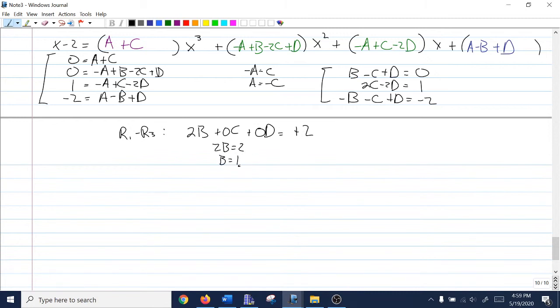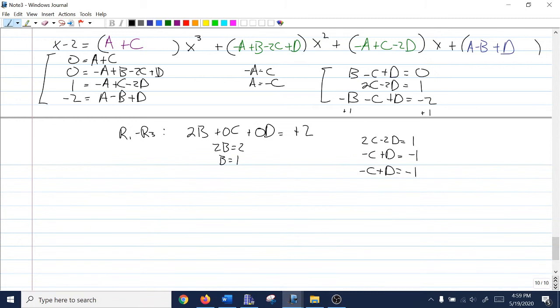Cool. That makes this pretty easy to solve. What are my new equations I get? When I plug 1 into the top row, I get negative C plus D equals negative 1. Bottom row is not changing. 2C minus 2D equals 1. My last row, B is negative 1. Let's add 1 to both sides. I get that negative C plus D equals negative 1.